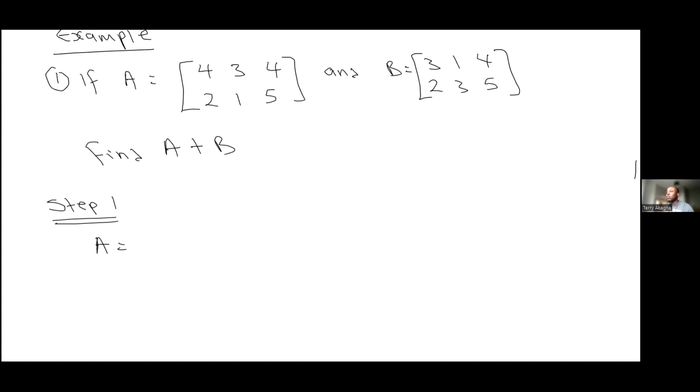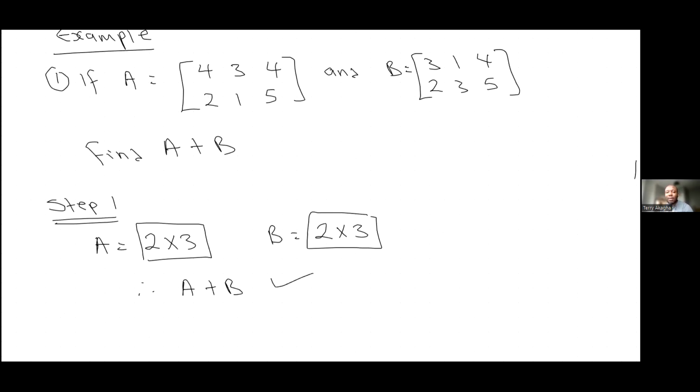Are you seeing it? A is a 2 by 3 matrix. Now B is also a what? 2 by 3 matrix. Because they are both in the same order, 2 by 3, we can now have A plus B is possible. Is that making sense? Before you add, you need to be sure that they are in the same order.